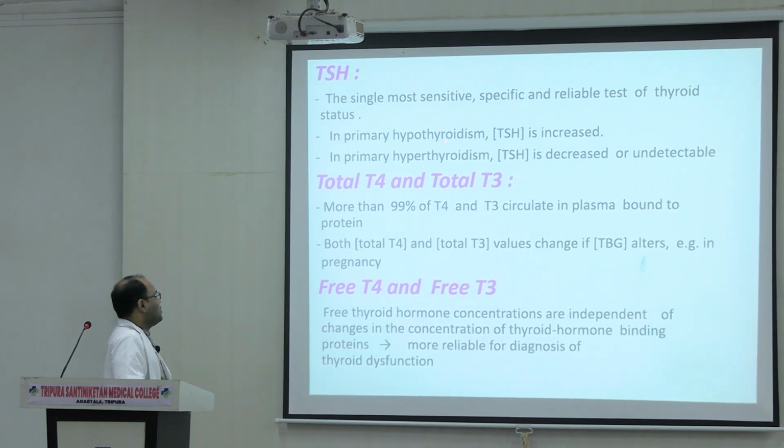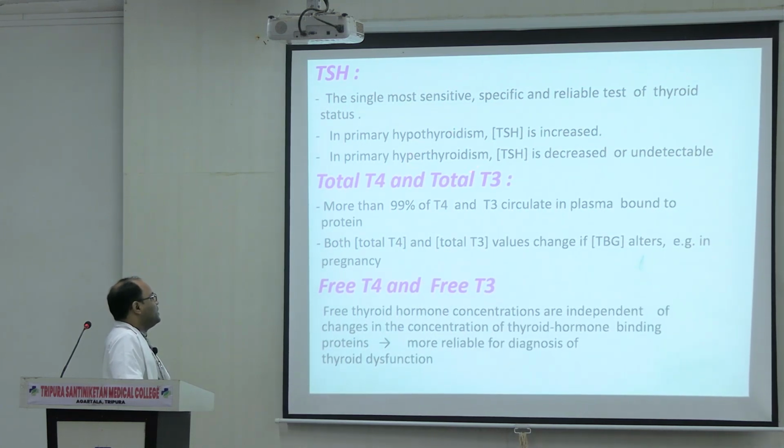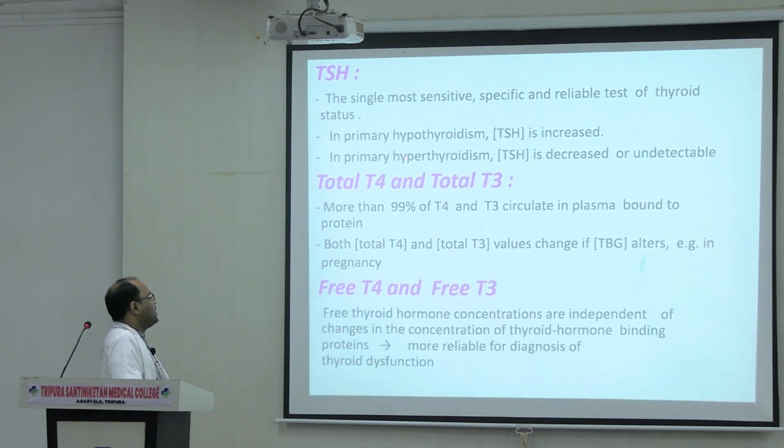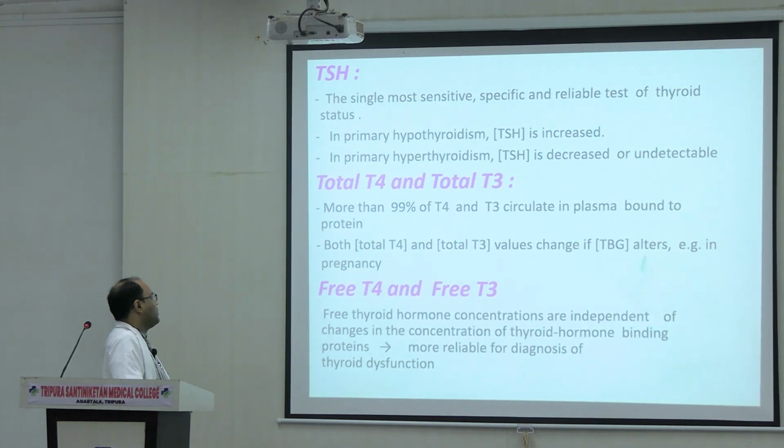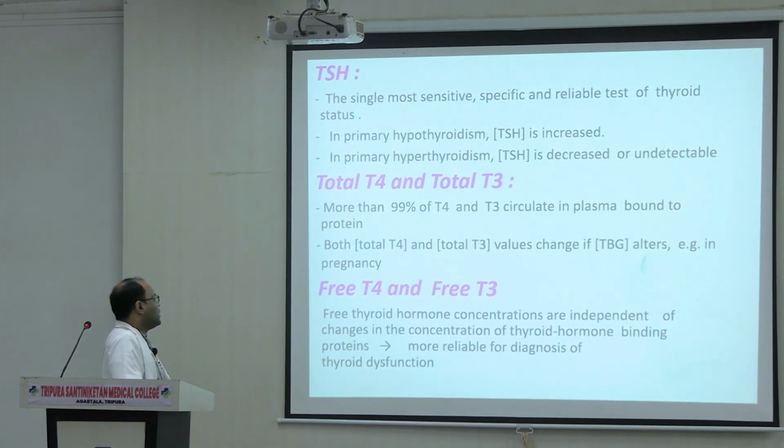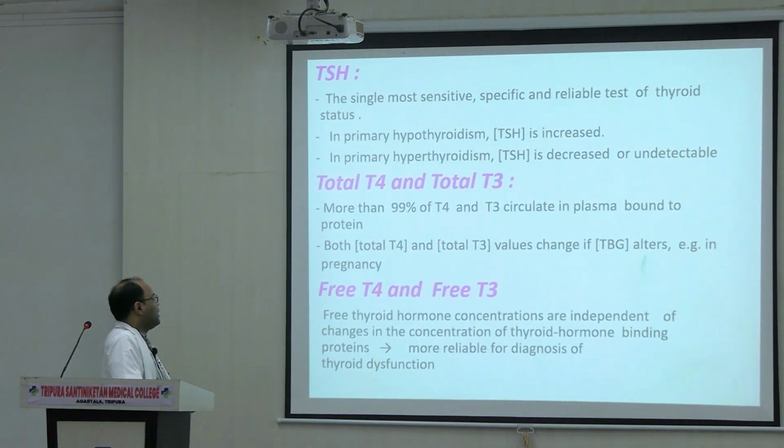In primary hypothyroidism, TSH is increased. In hyperthyroidism, TSH is decreased or undetectable. Total T4, total T3: more than 99% of T4 and T3 circulate in plasma bound to protein.